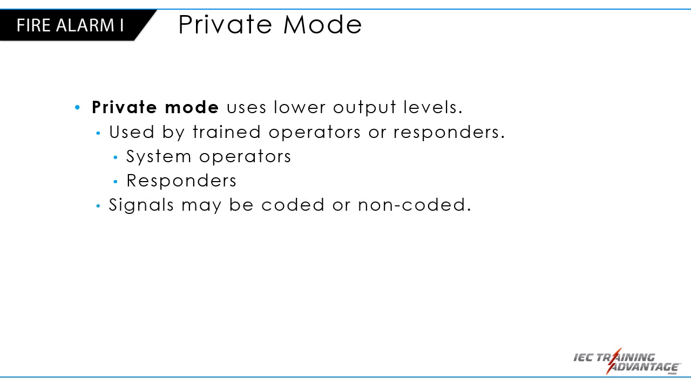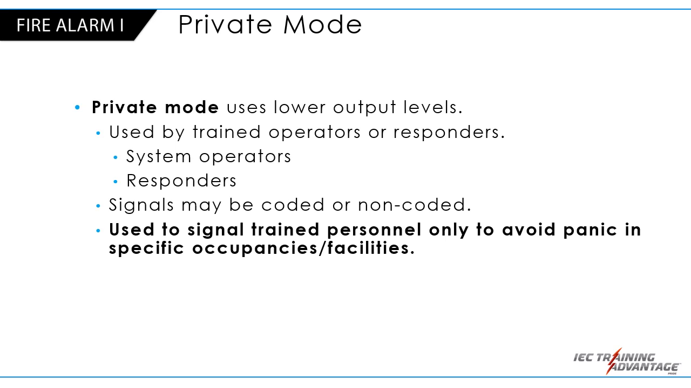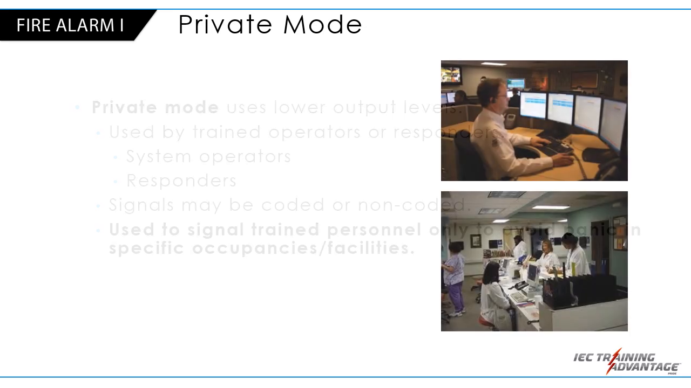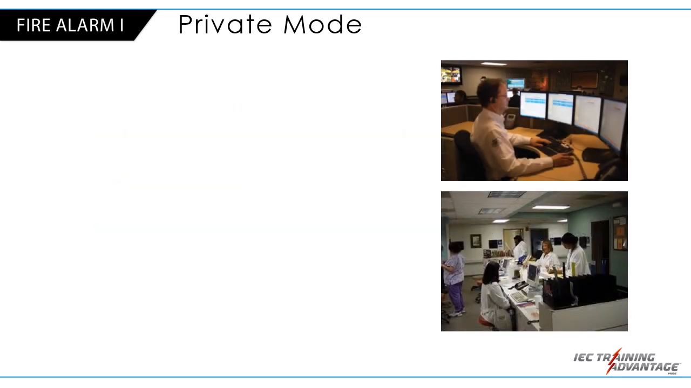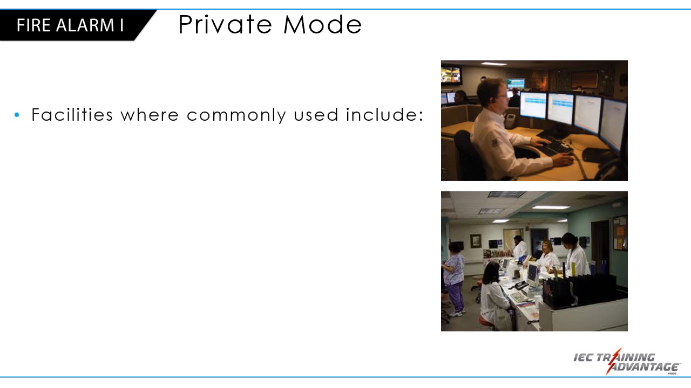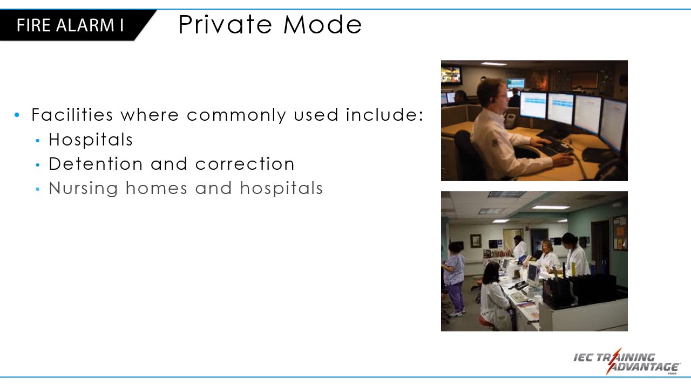These signals may be coded or non-coded and used to signal trained personnel only, to avoid panic in specific occupancies and facilities. Facilities where this private mode system is commonly used would be hospitals, detention and correction areas, nursing homes, guards' desks, supervising stations, and the like.